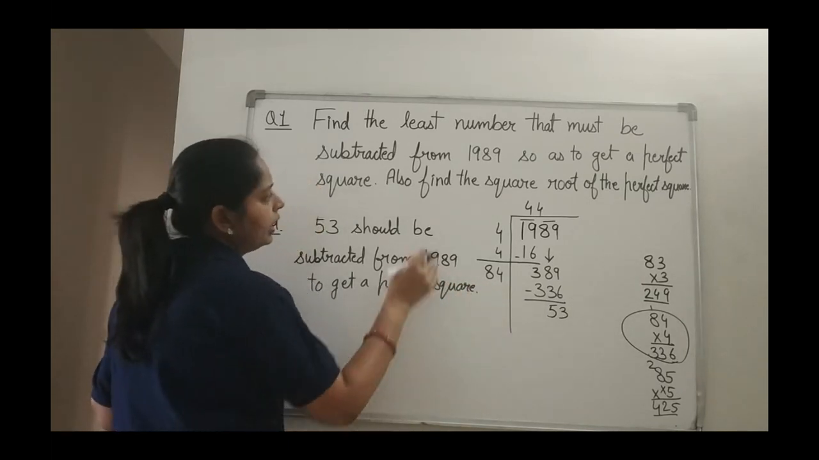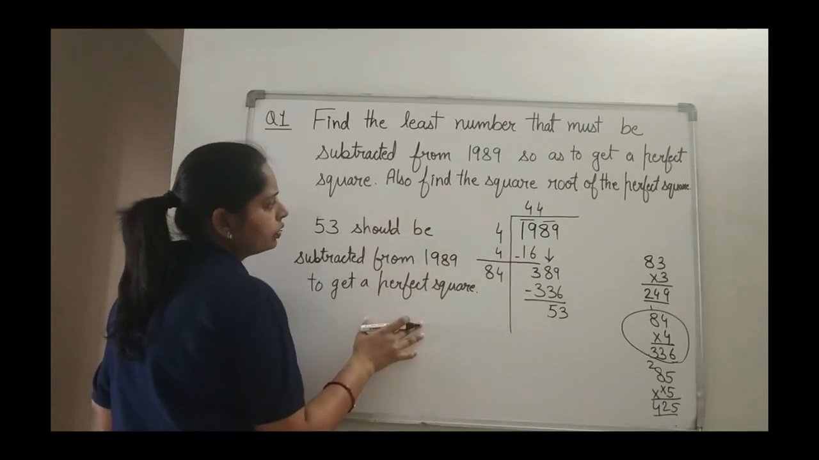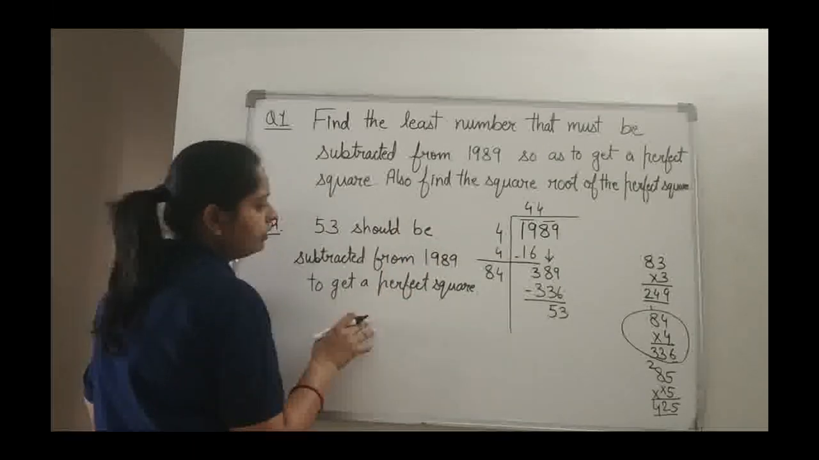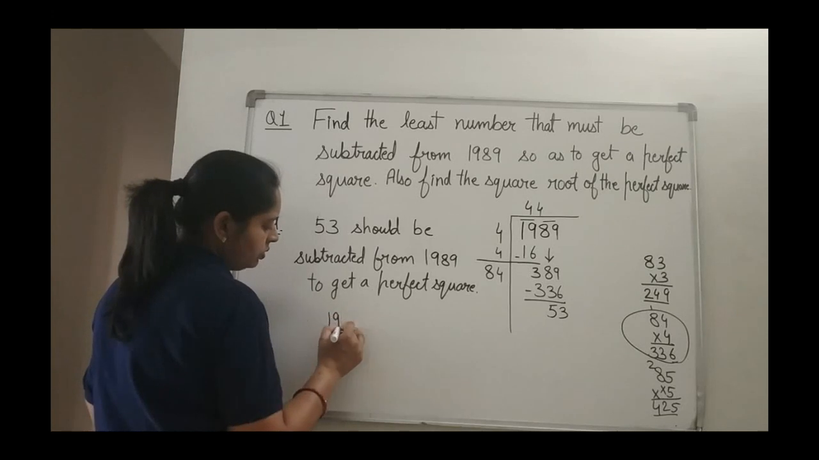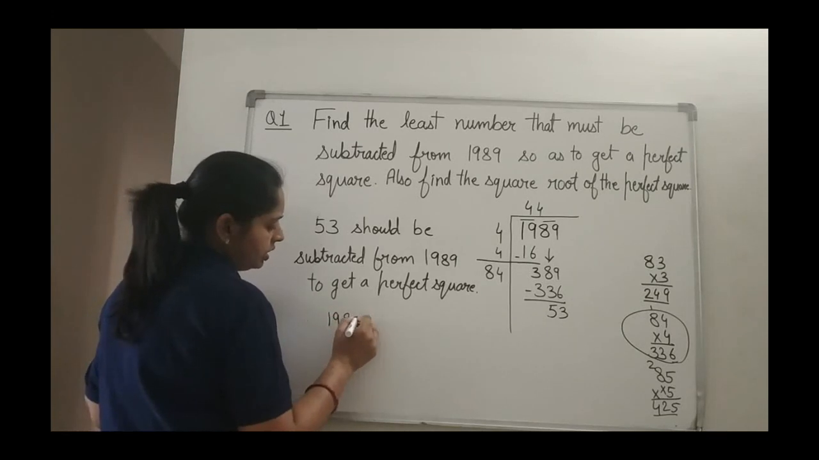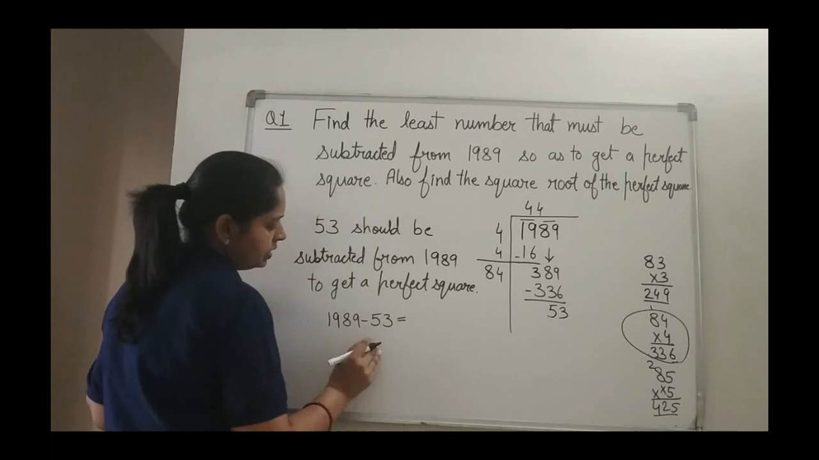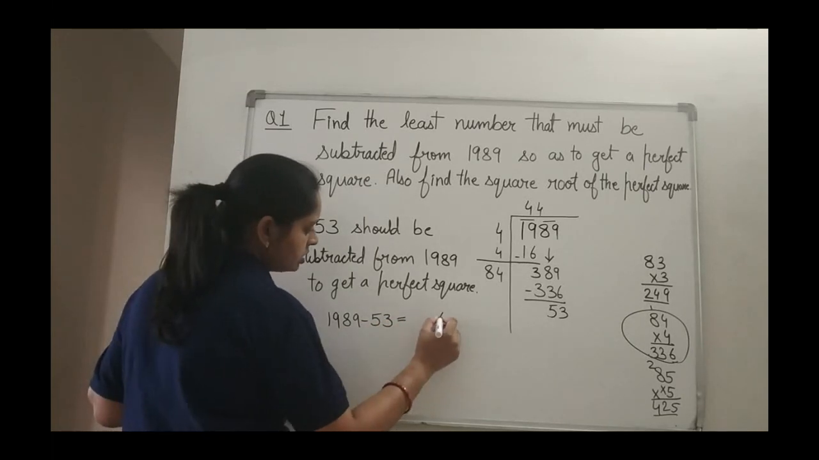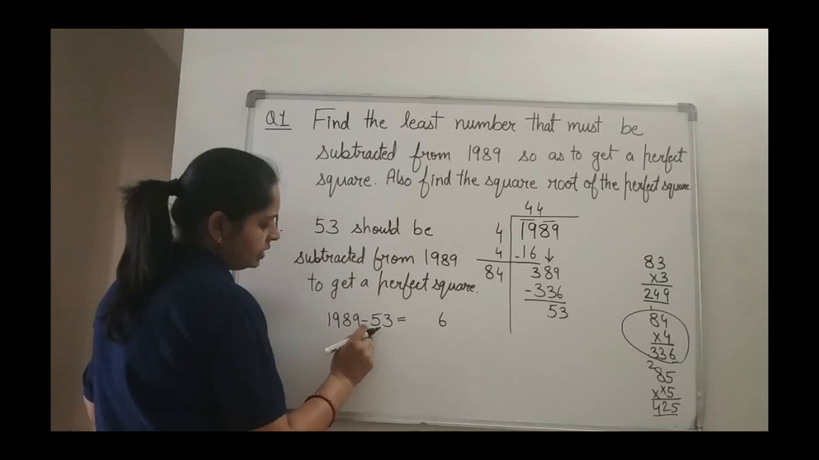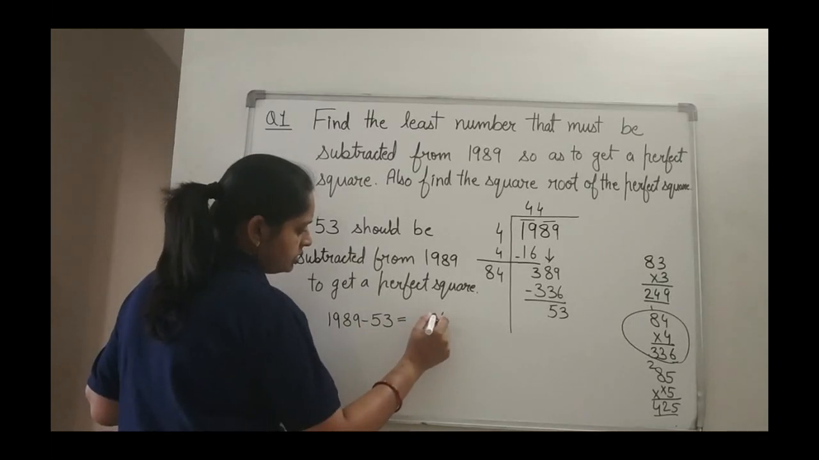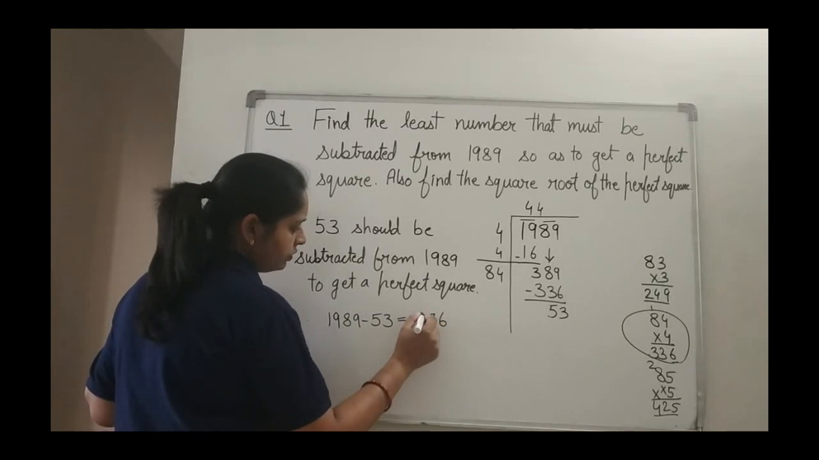Okay. And they are also asking for the square root of the new number, and the number we have to subtract. So first subtract it down. 1989 minus 53. So what will happen? See, 9 minus 3 is how much? 6. 8 minus 5 is 3. And what is left with?